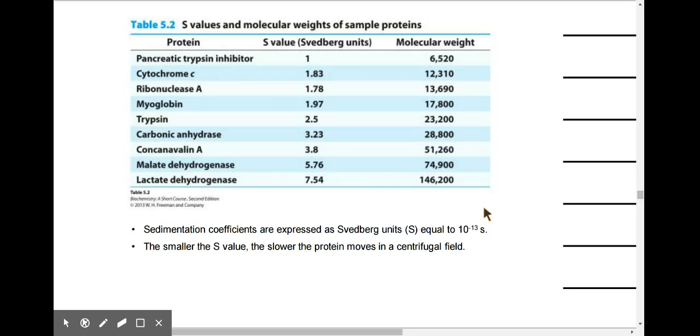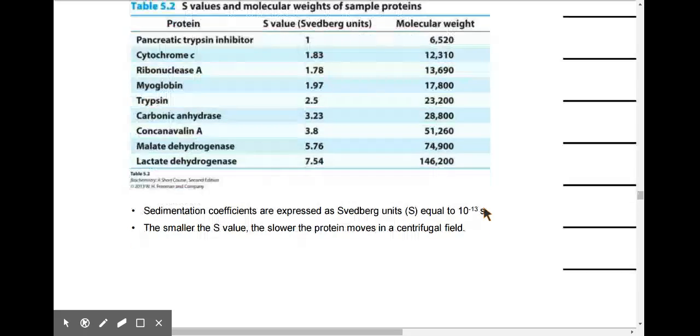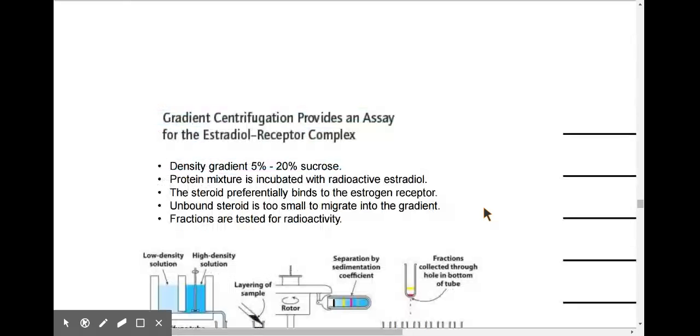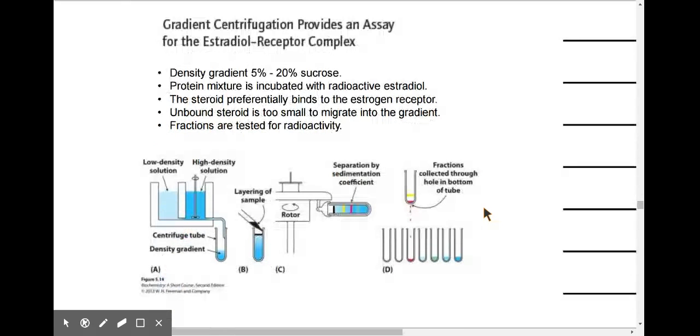We can amp this up in terms of resolution by getting a gradient. So we can get a sucrose gradient. We have a low density, maybe 5%, maybe 20% over here, and we drain that into a centrifuge tube, and at the bottom of the tube we're going to have denser sucrose, and at the top of the tube we lay our sample. There in the centrifuge, when we centrifuge, we're going to separate those particles based on their sedimentation coefficients.